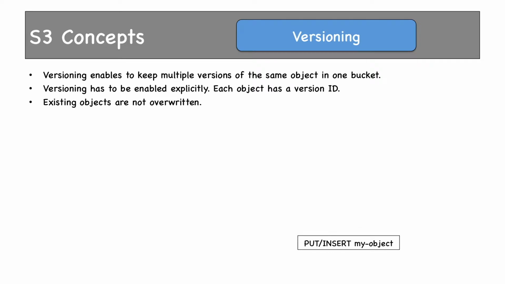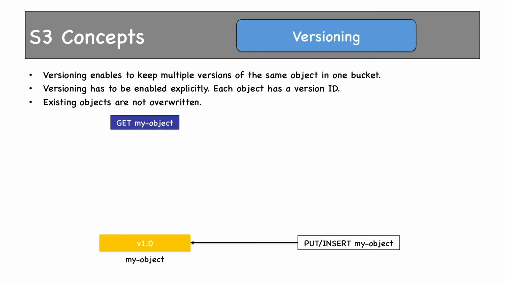Suppose you are doing some operation on an object named myObject, and this is a put or insert operation. You are putting this object to a bucket with versioning enabled. When the object is uploaded in the bucket, it gets a version ID, say version 1.0. And if you try to get myObject, notice that you do not specify the version ID. By default, it will fetch the latest version.